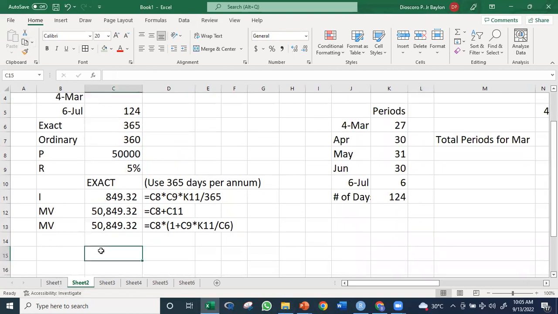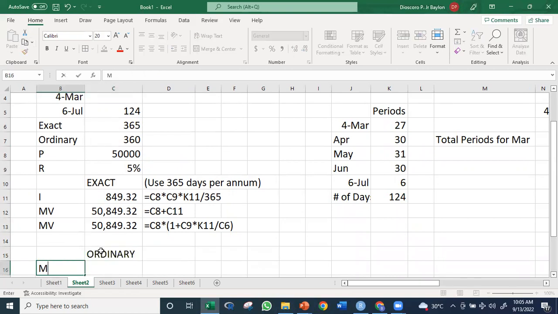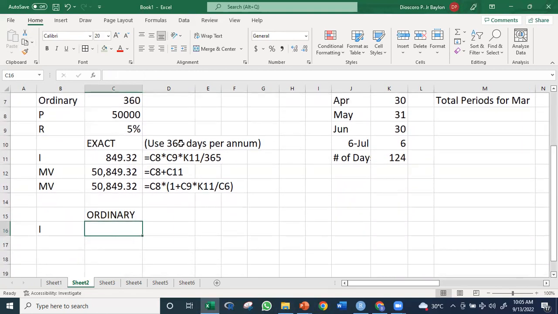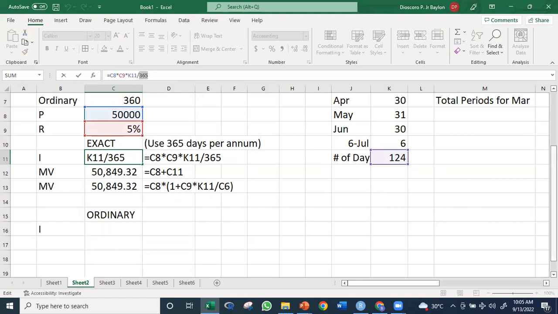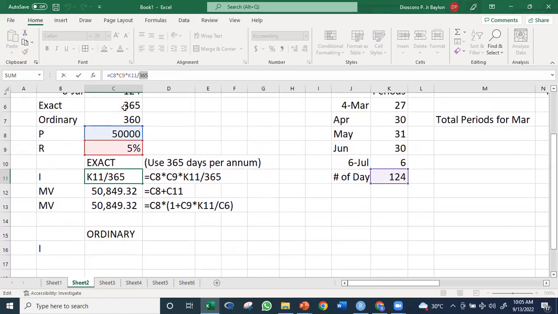And then let's see for ordinary. Same formula. The only difference, let's compute for the interest also. And then you'll see that the interest will be bigger, will be higher because you're using a smaller divisor. This one we can replace this by 365.